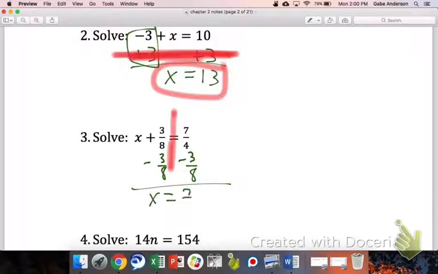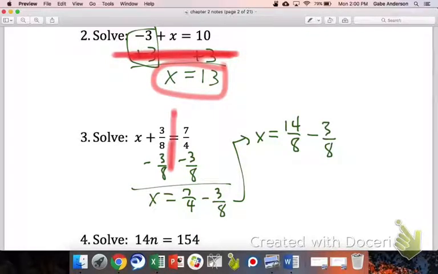But over here I get 7/4 minus 3/8. What do I need to be able to combine fractions like this? Common denominator. Okay, so let's do that. What is the common denominator between fourths and eighths? 8. So the 7/4 needs to become 14/8. And minus 3/8 gives us 11/8.